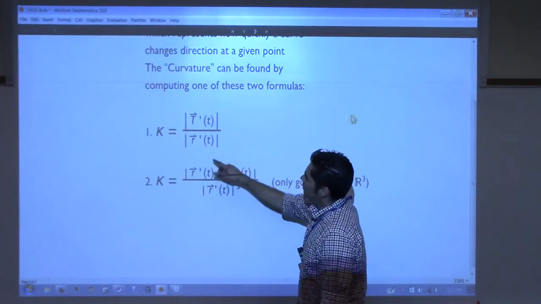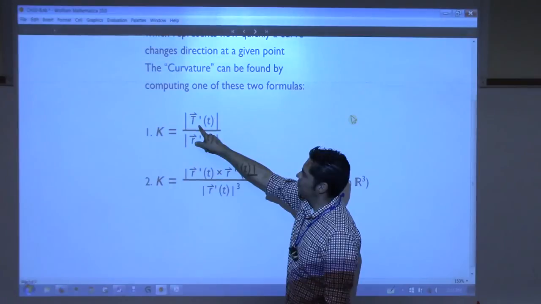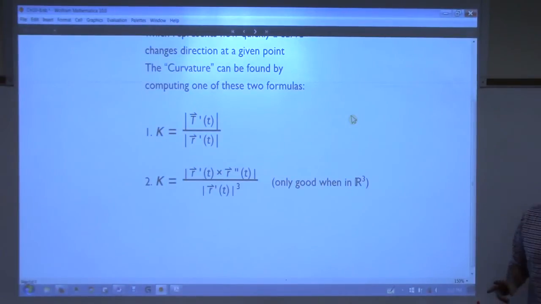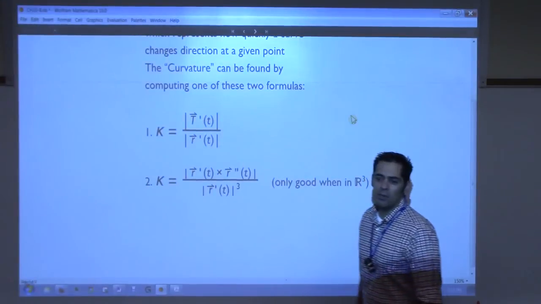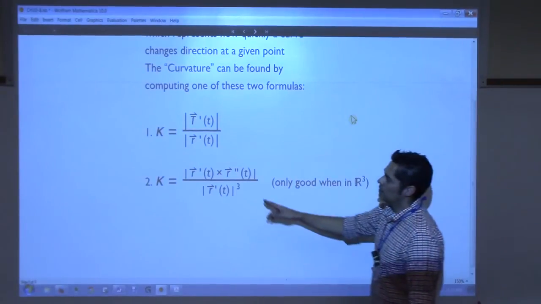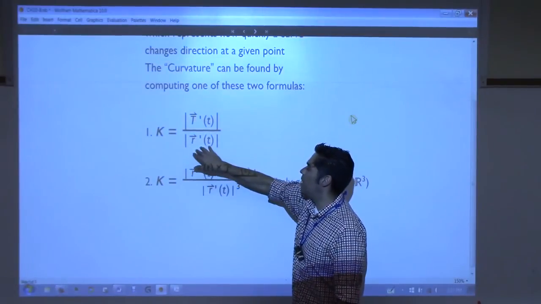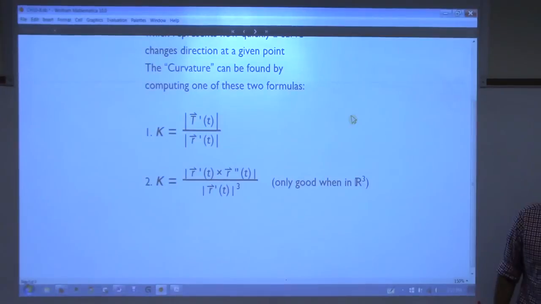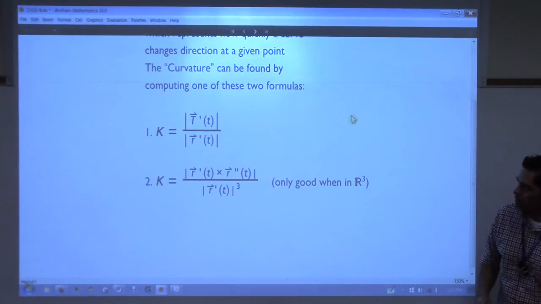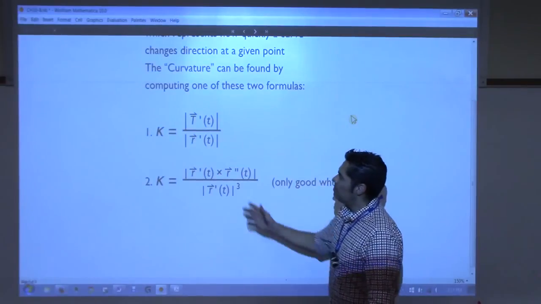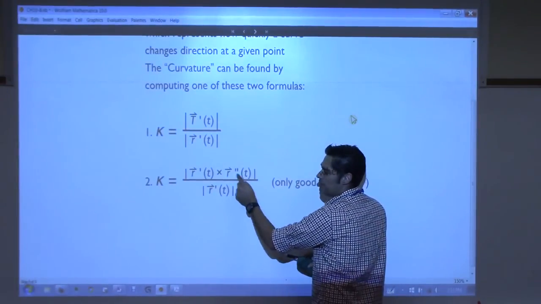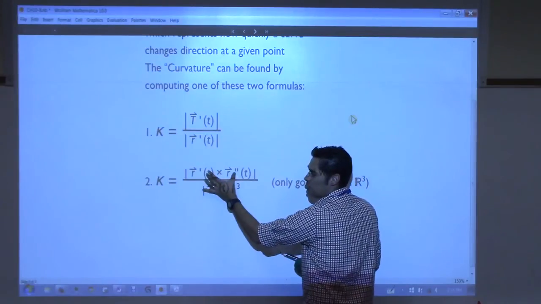Do you recognize this? Capital T was the unit tangent vector. It's the derivative of the unit tangent vector, the magnitude of that, divided by the magnitude of the derivative of the position. Curvature is how fast the curve is curving, how fast it's turning, right? That's one formula. Sometimes this is easy to compute, sometimes it's very difficult. There's the alternative formula. It brings in the second derivative of the position function, and you have to do a cross product and a magnitude.